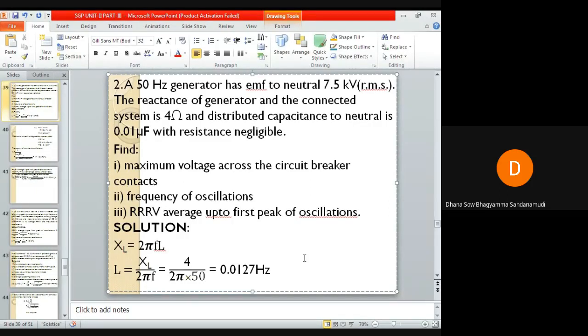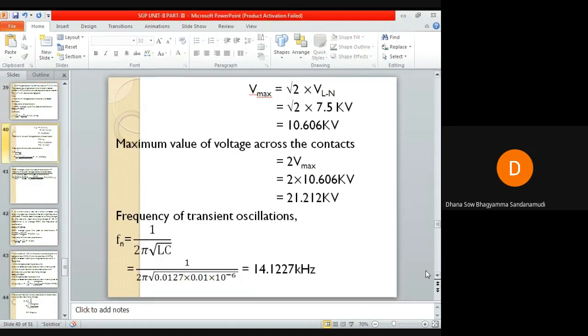Very good. Okay, so line to neutral voltage is given, that is 7.5. You can determine the maximum voltage, that is root 2 into line to neutral voltage. So root 2 into 7.5 kilovolts, you will get 10.606 kilovolts. Okay, the Vmax value, the maximum voltage value, you have got now.